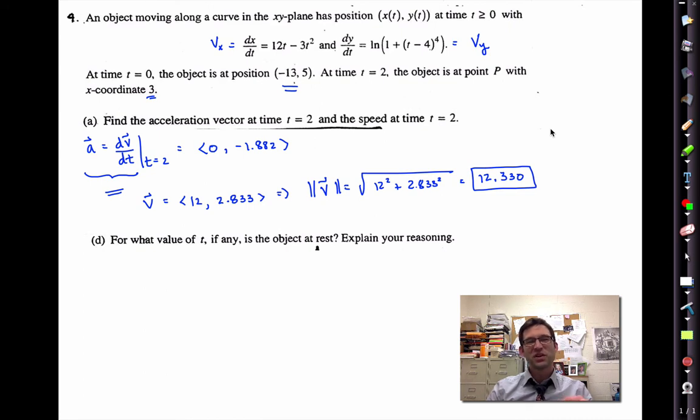All right, let's take a look at letter D. It asks, for what value of t, if any, is the object at rest? Explain your reasoning. I love this problem. So as much as I want to do the problem, I'd like you to pause the video right now and make an attempt at doing this. And there is a time when the object's at rest, so take a little bit of time.